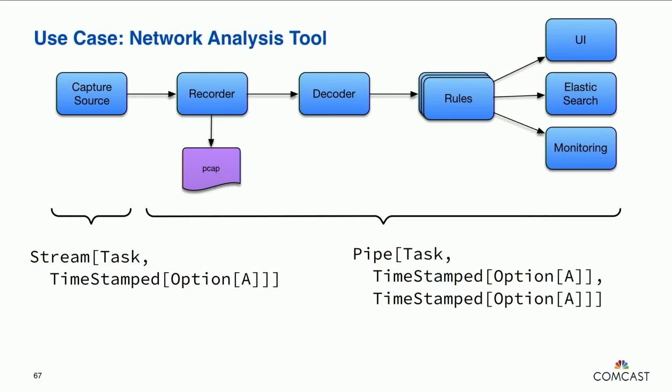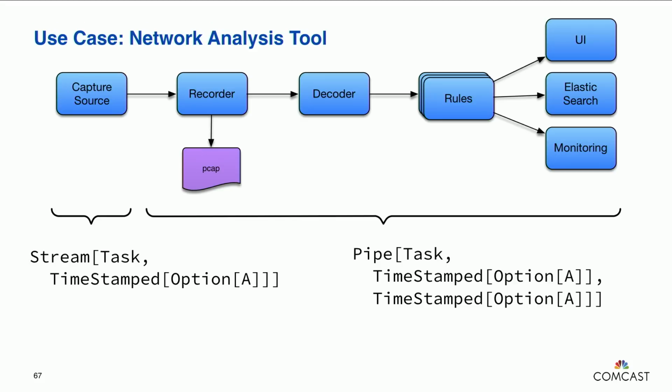All right, so in the last 3 minutes, I want to look at a system that we built at Comcast. It's basically a network analysis tool. So think sort of like Wireshark or Ethereal, but run in a lights out type of mode. So we have all sorts of different capture sources where we pull stuff off the network, and we maybe optionally record the data we're seeing.